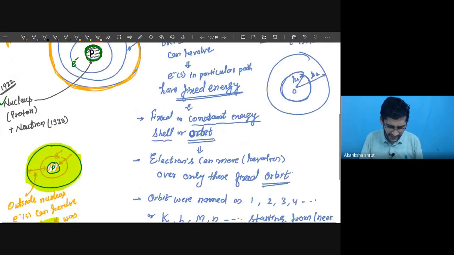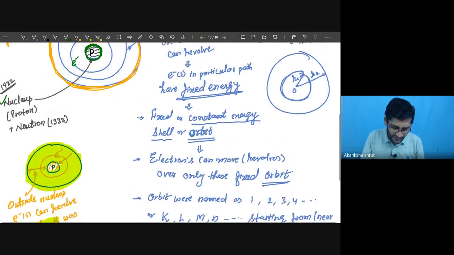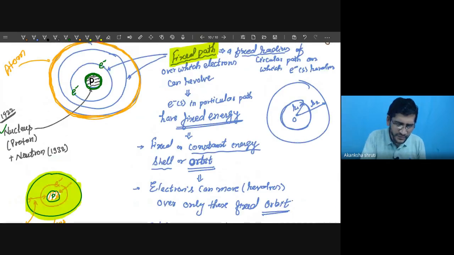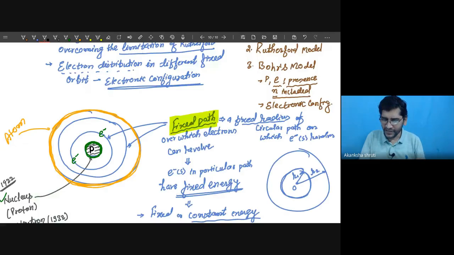Because in the Rutherford model, the question was that if the electron is moving around the positive charge nucleus, then it will lose energy. And while losing energy, it will collapse. The atom will not be stable. This was the main drawback. So considering this, he postulated that there are only certain paths over which the electrons can revolve. How many paths are there? That is decided by the number of electrons.